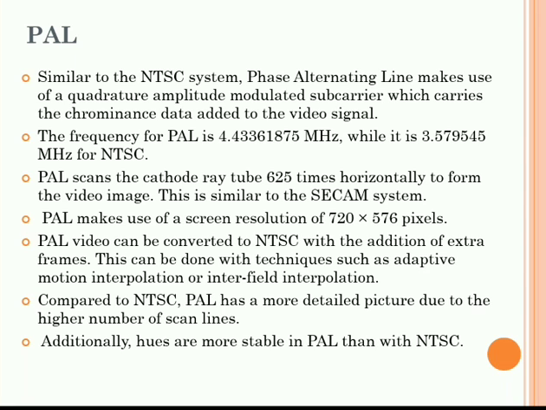We have seen the scanning, we have seen different types of scanning and how that scanning process is done in the video signal, that also we have seen. Here this PAL system scans that particular cathode ray tube, whatever is present at that particular receiver, 625 times horizontally to form the video image. This is similar to SECAM system. The same process occurs in the SECAM system, which we will see in next lecture.